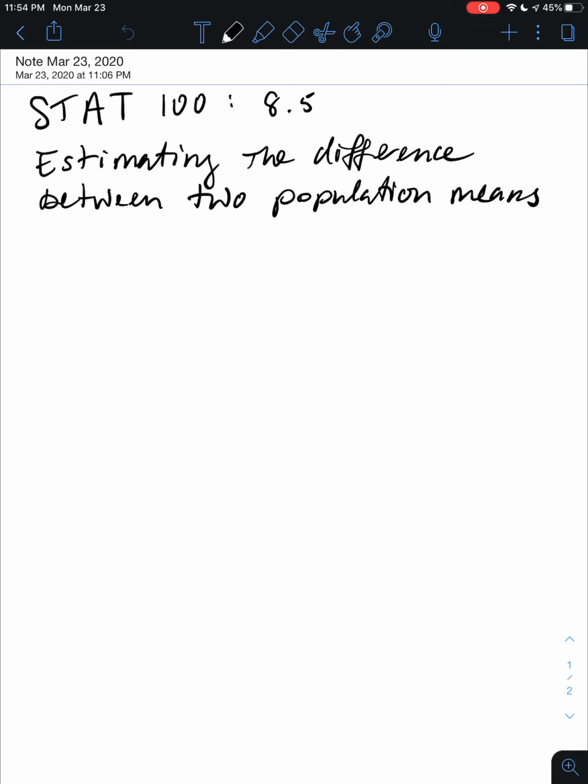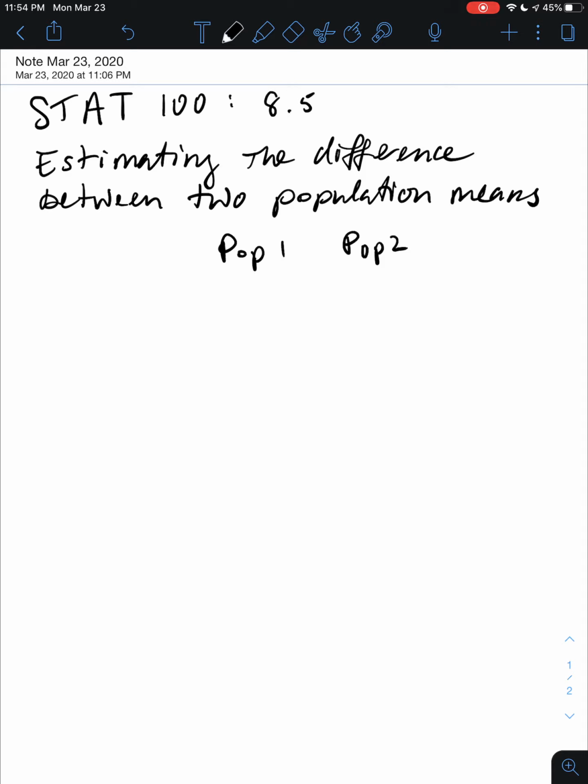Right now we are doing section 8.5 from the textbook, that is estimating the difference between two population means. So in this section, things are a little bit different from the previous section, and I'll explain exactly how right away. So here we have two populations, and so we're going to call them population 1 and population 2. And that can be men versus women, for example.